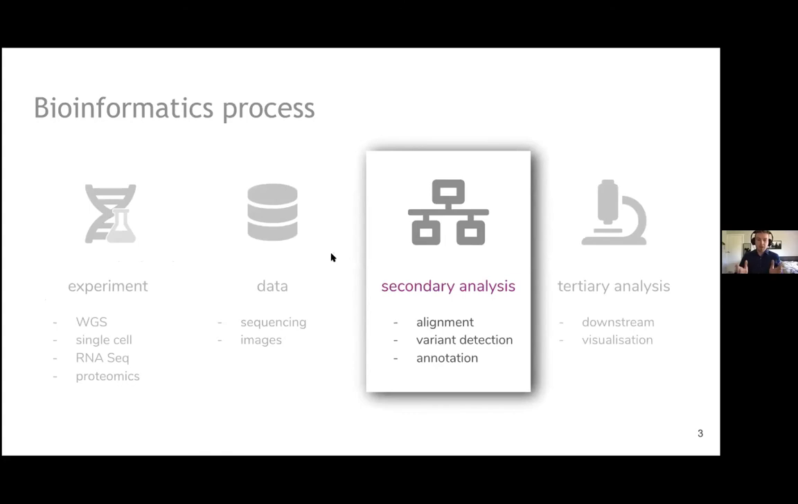The process we're going to talk about today is mainly honing in on the secondary analysis part of the bioinformatics process. So here we've already done our experiment, we've got some data, and we're really doing our alignment, variant detection, annotation, and it's before our tertiary or downstream analysis. So we're just going to focus our area on there.